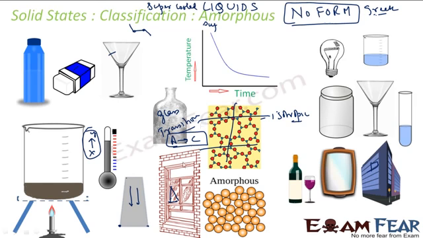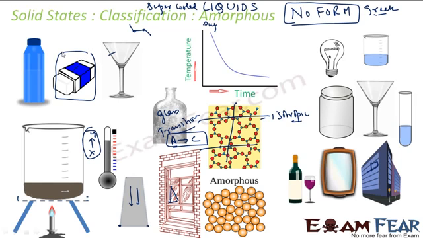So all, or most of, the physical properties will be the same whichever direction you take. One thing I want to clarify: just by looking at the solid, just by its appearance, for example this particular object, you can't distinguish between crystalline and amorphous. Just by the external appearance, it's very hard to distinguish between them.